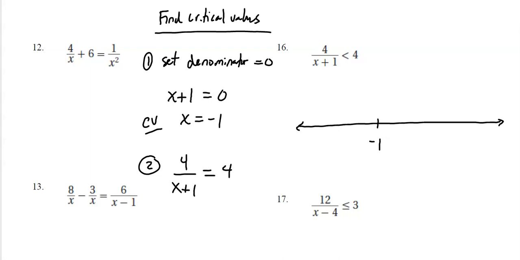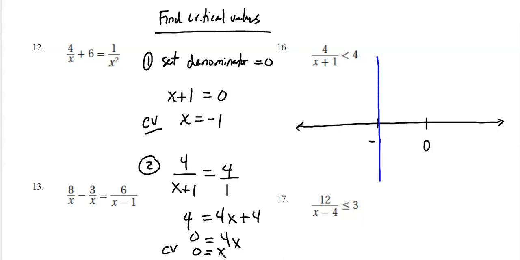All right? So multiply both sides by x plus 1, or cross multiply. And I'm going to get 4x equals 0, divided by 4, divided by 4. So it looks like x equals 0 is my second critical value. And I usually just put the two critical values. Now that means that I now have 3 testing regions: numbers less than negative 1, numbers between negative 1 and 0, and then numbers bigger than 0.